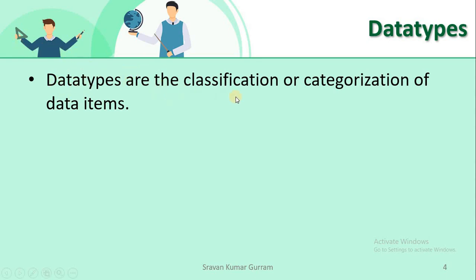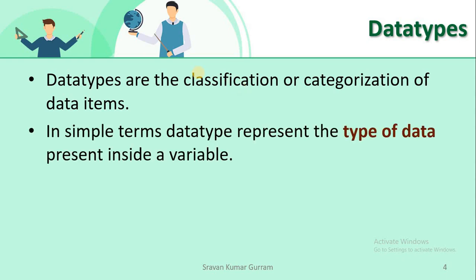Data types are the classification or categorization of data items. What does it mean? We have several types of data. One data may be in the form of a number, one data may be in the form of a name or a text. The categorization of those data items is nothing but data types. In simple terms, a data type represents the type of the data present inside a variable.